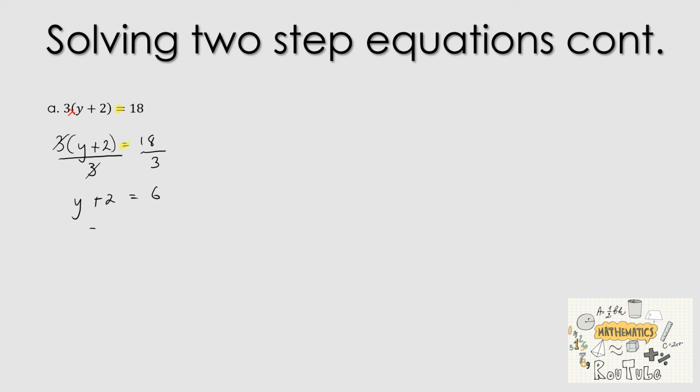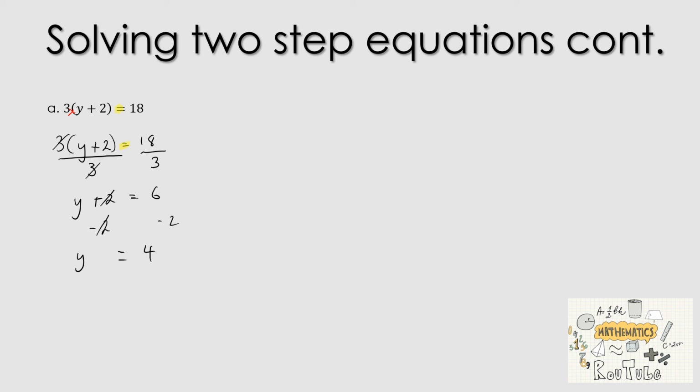So we've now got subtracting 2, and then subtracting 2. So now on the left-hand side, we can cancel out our positive and negative 2 to give us y equals 6 minus 2, which gives us 4.